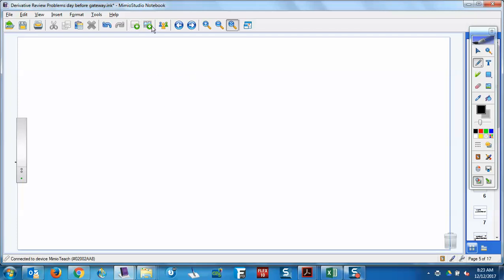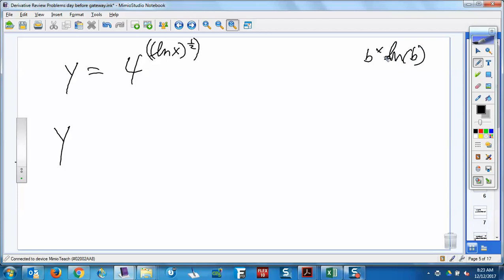41: 4 raised to the square root of ln x. Sometimes the ones that don't look bad have just as much danger in them. Square root of ln x, that'd be ln x to the 1/2 is how I'd write that. So again, keep in mind that all of this is the inside of that. So the rule of b to the x, of course, is b to the x times ln b.